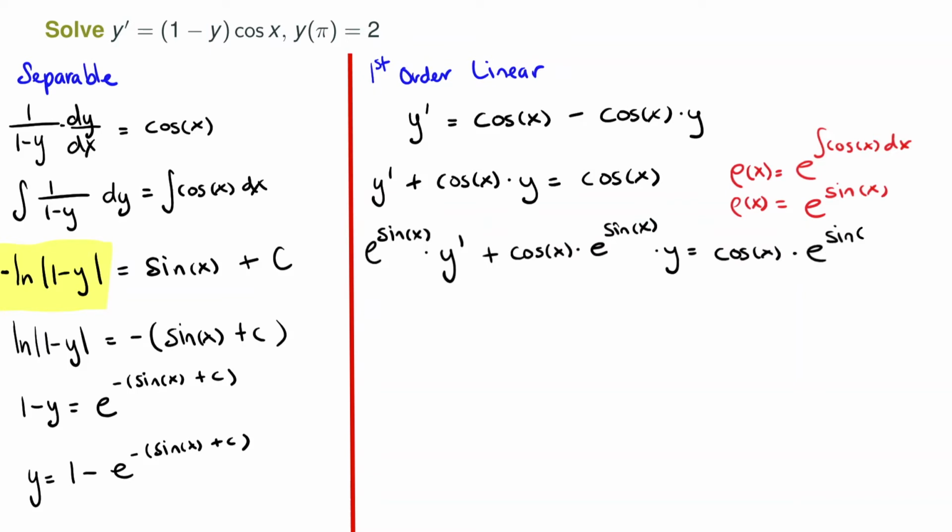And we know if we've done this method correctly, we should be able to look at the terms involving our y, the left side in this equation, and it's representing the result of product rule for derivatives of our integrating factor, e to the sine of x, times y.